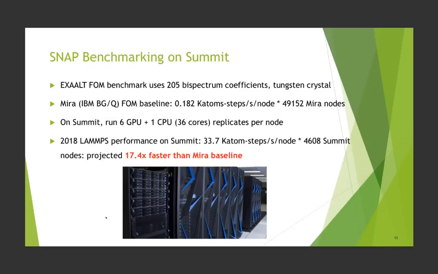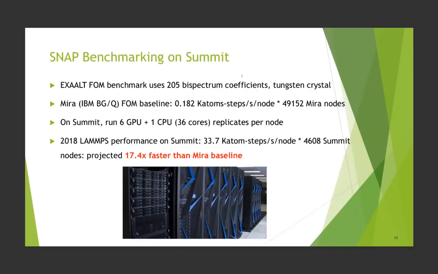Okay, so Aidan talked about the EXAALT figure of merit and benchmarking on Mira. I just wanted to go through that a little bit and explain how that's done. As Aidan said, the figure of merit is a tungsten crystal using the SNAP potential. We ran this on Mira to get a baseline. The single node performance on Mira is then scaled up by the number of nodes on Mira. And just to clarify, I believe this was the CPU-only serial version, so this was not the Kokkos version used to get the baseline for Mira.